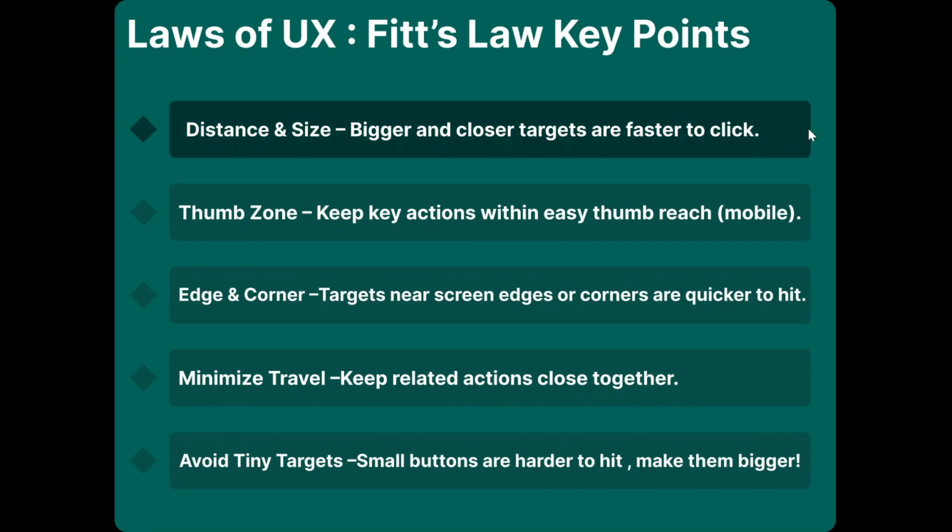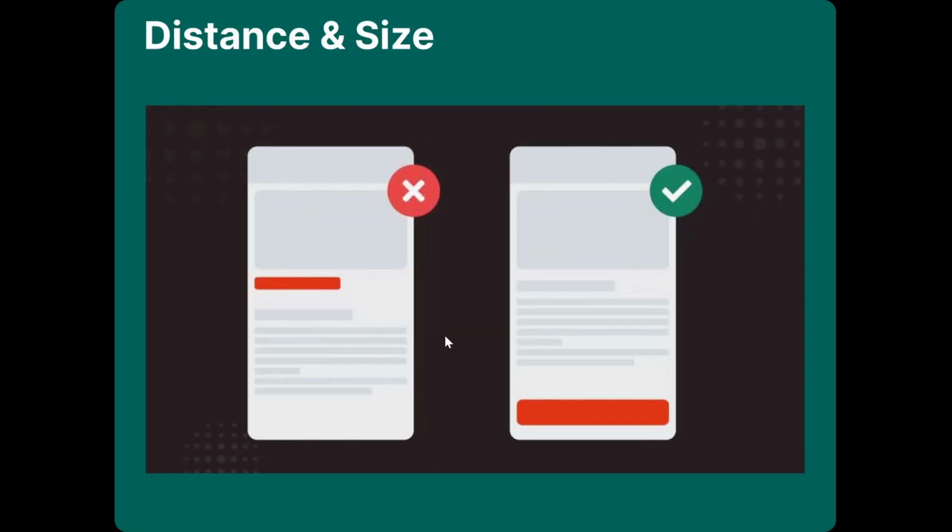Distance and size. Bigger and closer targets are faster to click. For example, your CTA needs to be in just the right spot and the perfect size to grab attention.